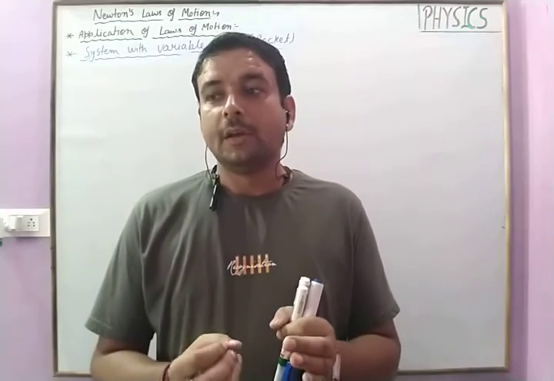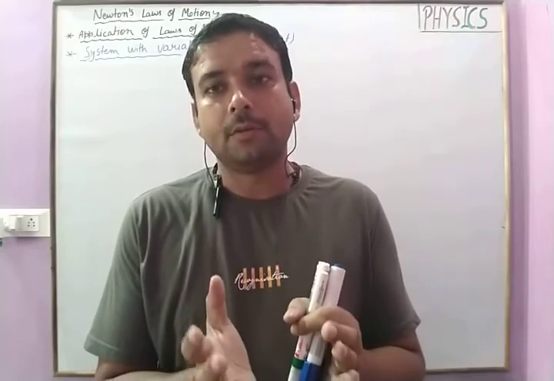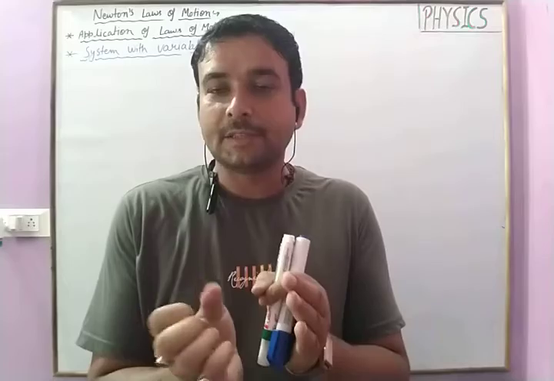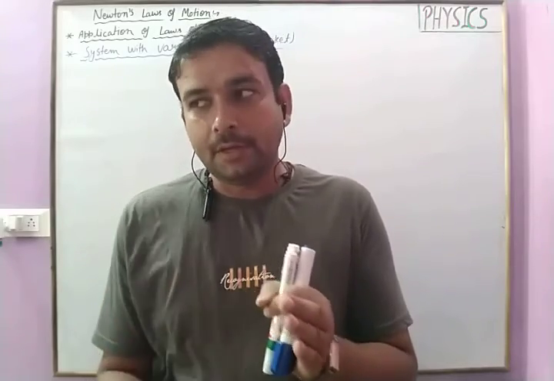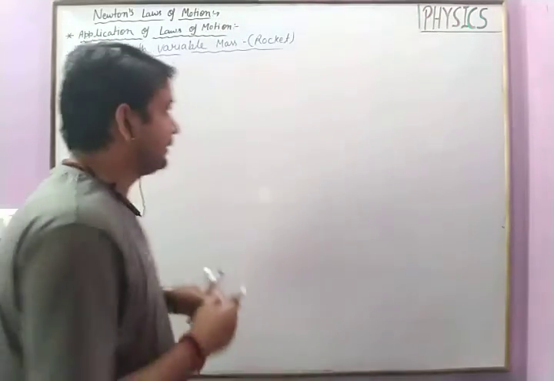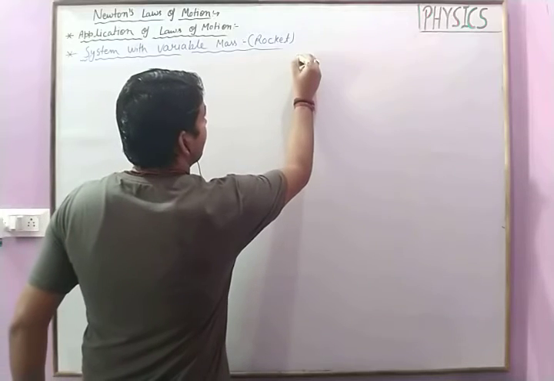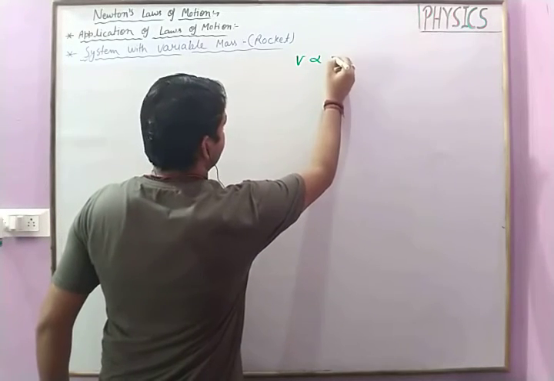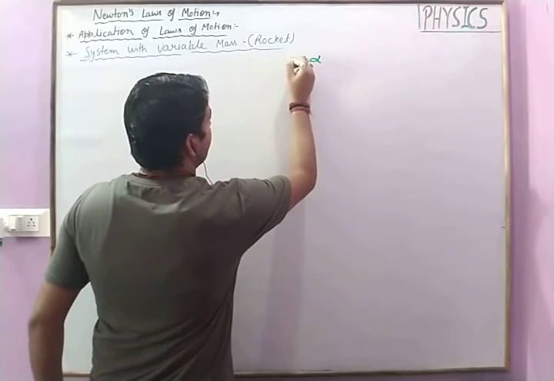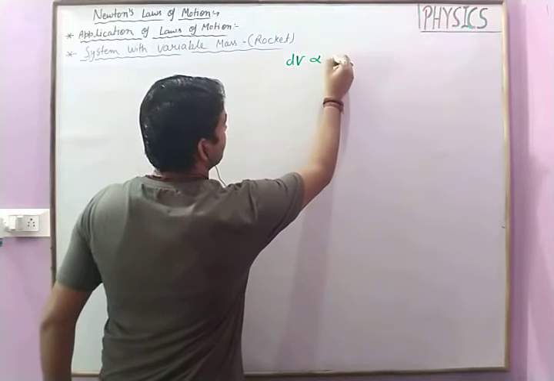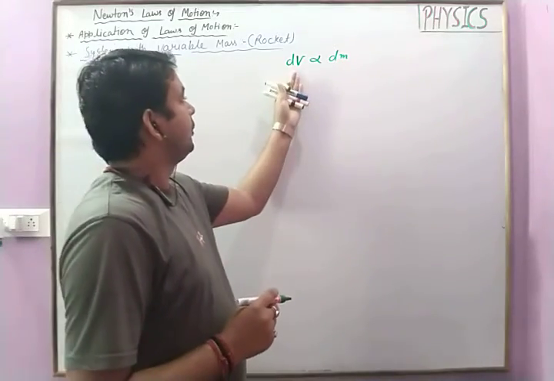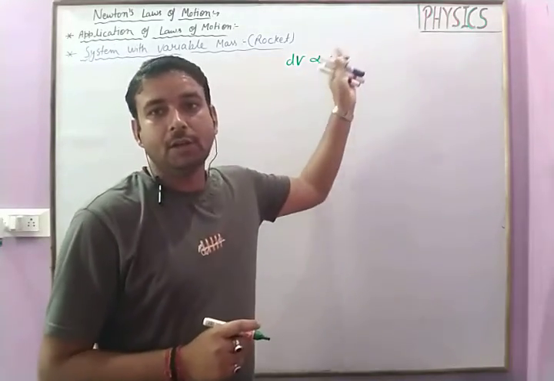Secondly, as the fuel is exhausted, the mass is decreased in a uniform way, that is, dv is proportional to dm. As velocity increases, the mass will decrease.